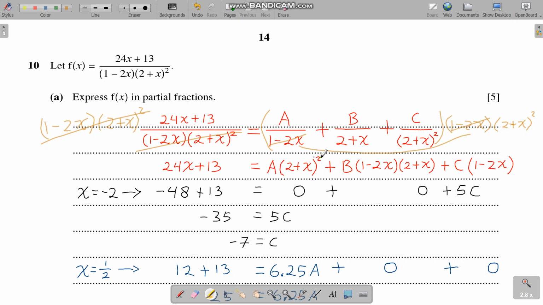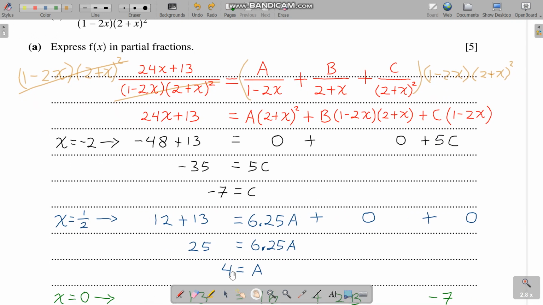So we have a times 2 plus x squared, and the second term we cancel out the power here, so we have b times 1 minus 2x, 2 plus x, and the third term we cancel out again. We have c times 1 minus 2x, and then we have to use the zeros of the factors.